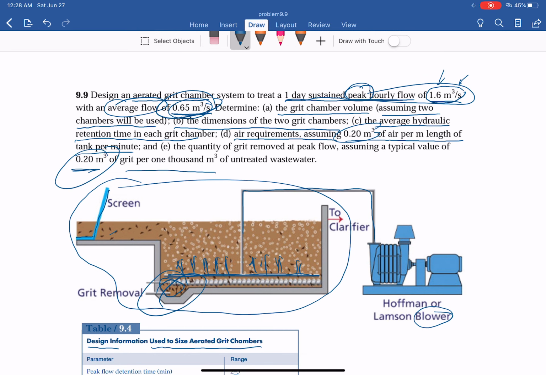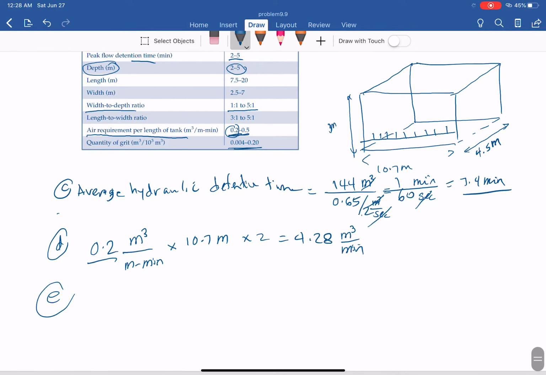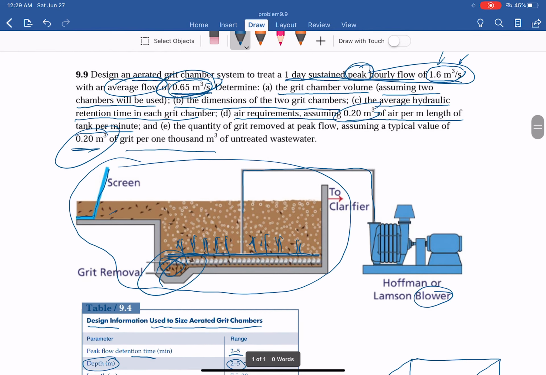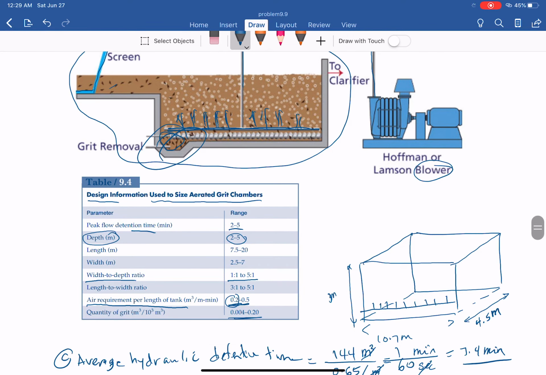Okay, so how much grit is being disposed or removed at the bottom of the aerated grit chamber? You can see grit volume. This is equal to the peak, 1.6 meter cubic per second, and then you multiply it.